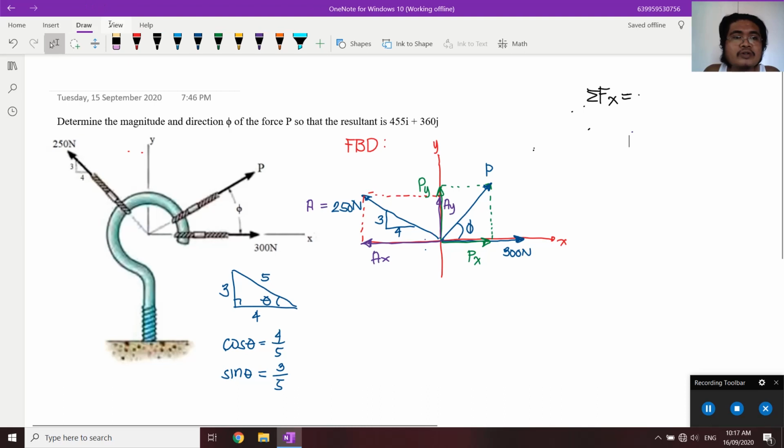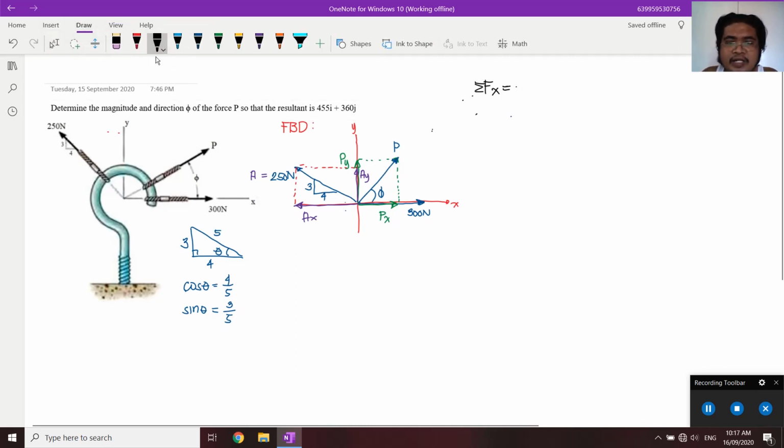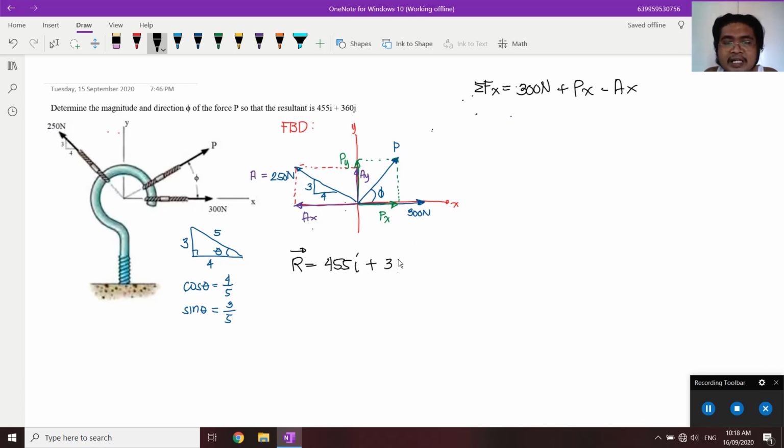So, start solving tayo. By summation F of x, ano ba yung nasa x? Isa, dalawa, and tatlo. So, we have 300 na walang component plus P sub x na hindi natin alam, minus A sub x. Bakit minus? Kasi nandoon. Kaso, yung F of x, alam ko ba siya? Kasi di ba class, ang resultant binigay niya. Ang resultant natin, vectorially, is binigay niya as 455i plus 360j. Di ba class, sa form na summation forces x i plus summation forces y j, yung ating F of x ay equal sa positive 455 and yung ating summation of F of y ay equal sa 360. So, yun ang pwede natin magamit.